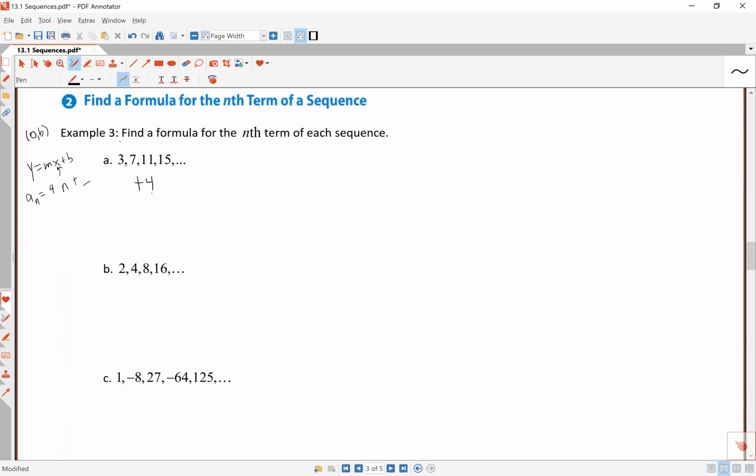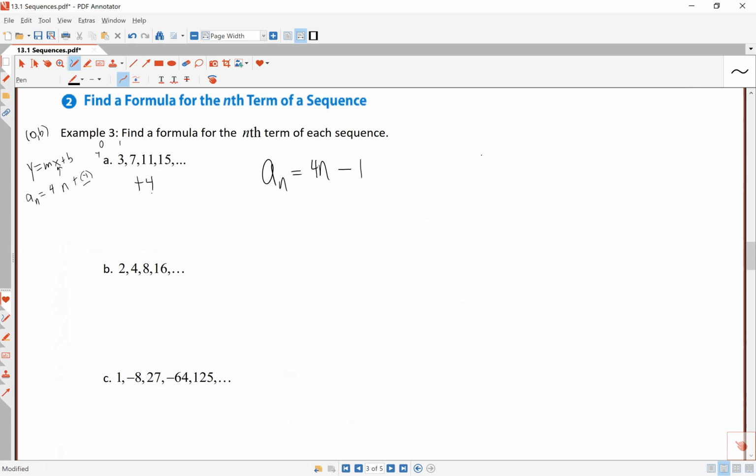And so if this is the first term of 3, the 0th term would be found by subtracting 4 from it, and it's -1. Therefore, that would mean the sequence would start at 0. If it started at 0, it would be -1, giving us a sub n is 4n minus 1.